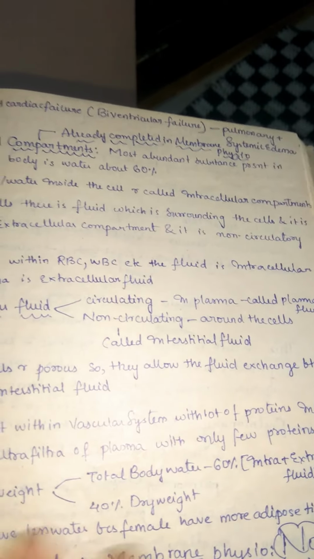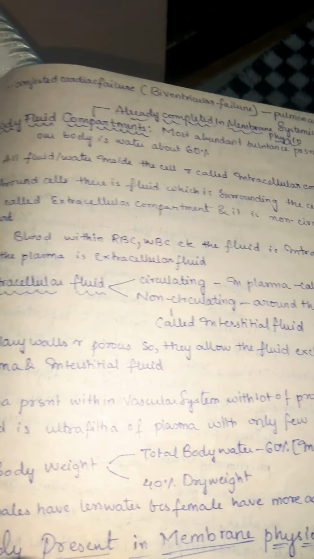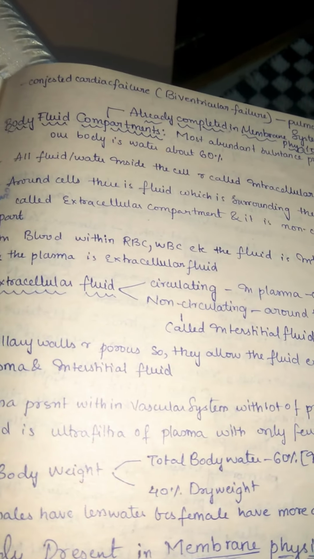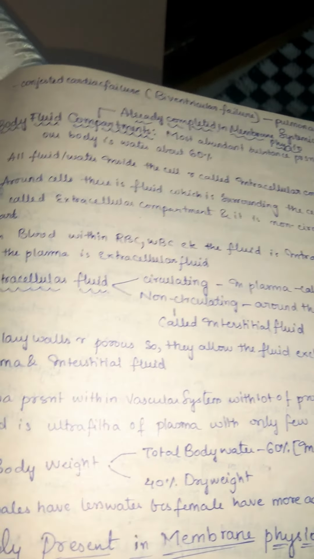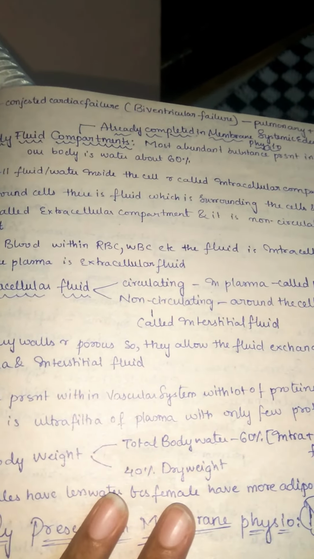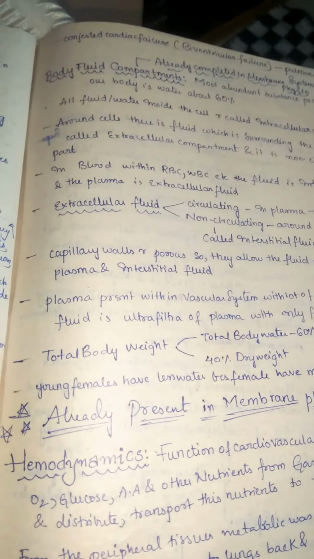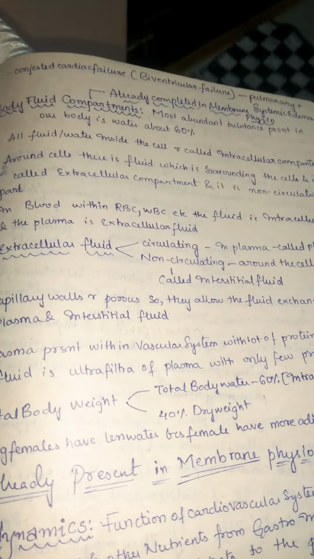And also, congestive heart failure, especially in biventricular failure. So we have seen that if the right heart fails, then it may cause systemic edema, and if the left heart fails, it causes lung edema. And if congestive heart failure means both ventricles fail, we may get pulmonary edema and also all organs edema. So this is pulmonary plus systemic edema. So now let us see the body fluid compartments.